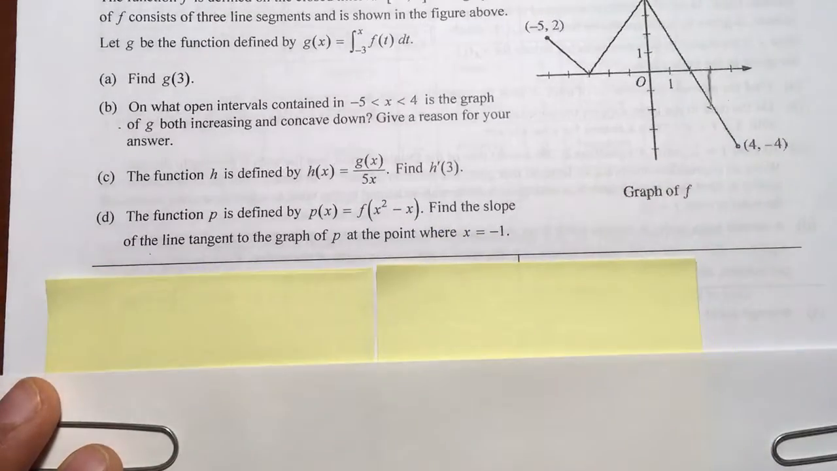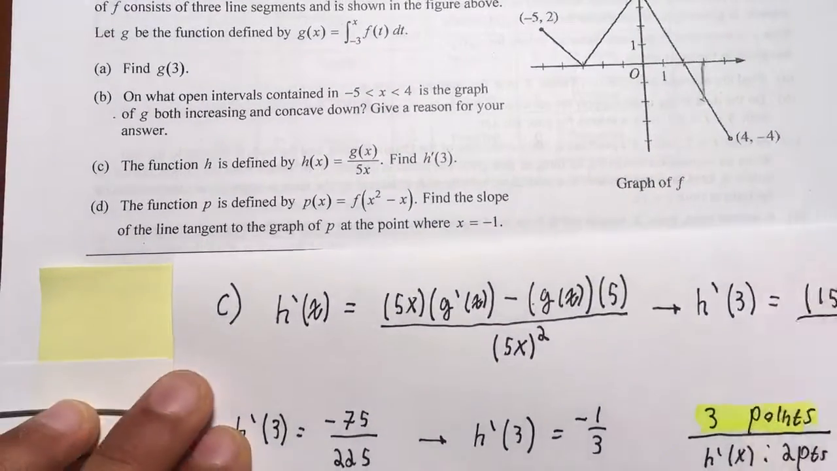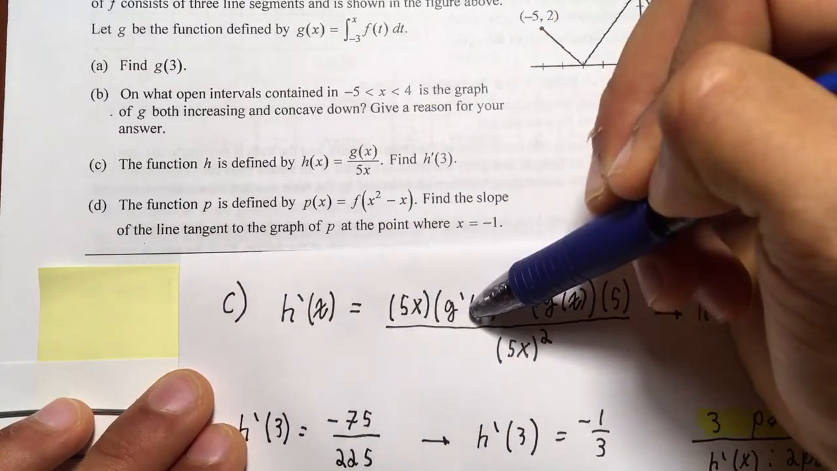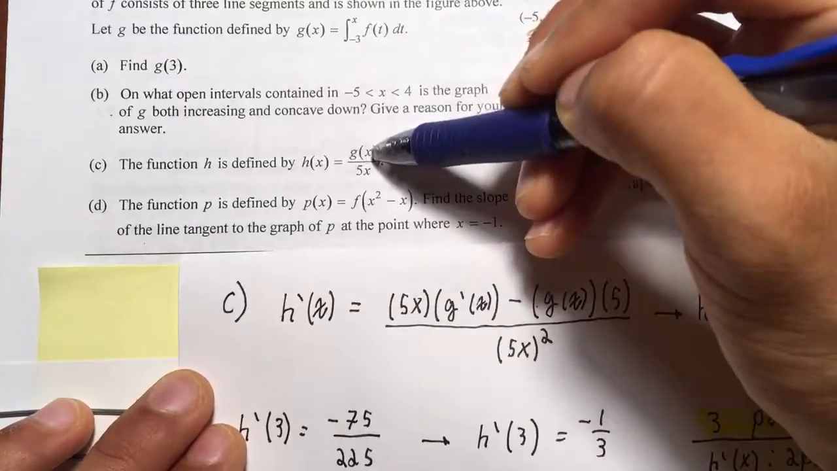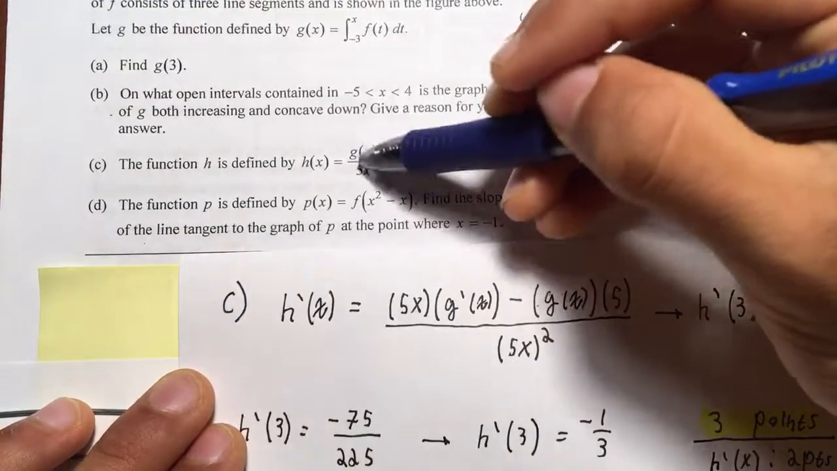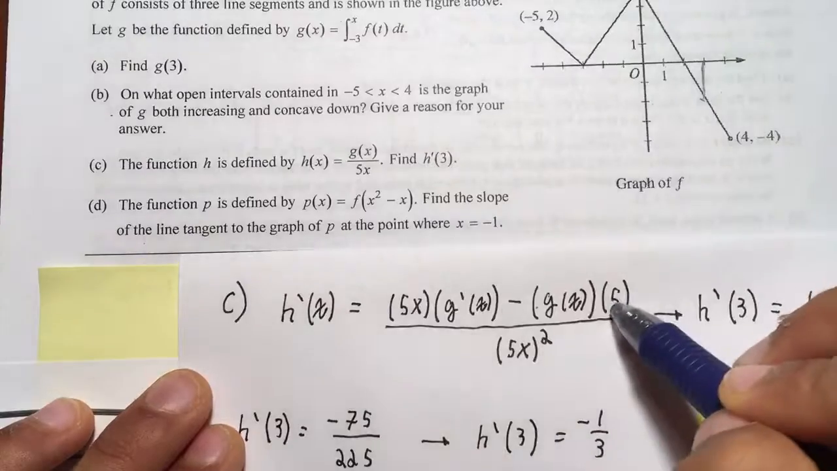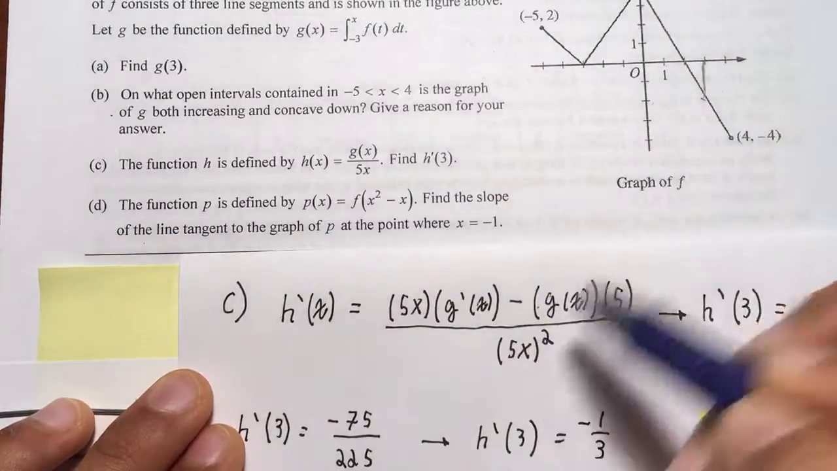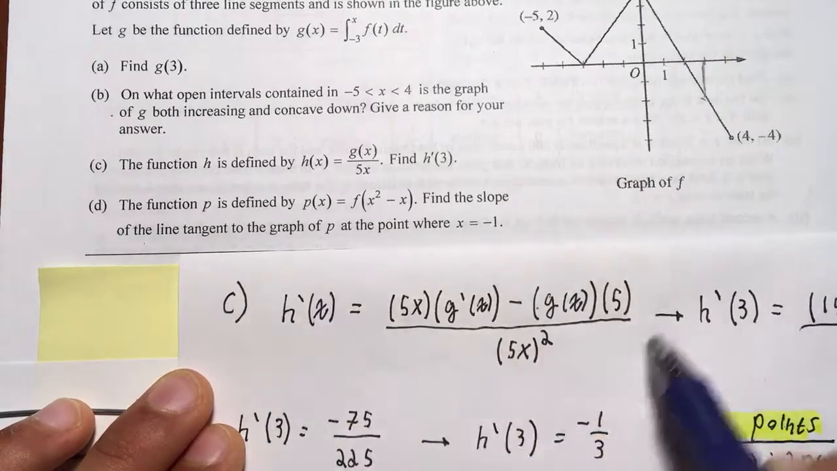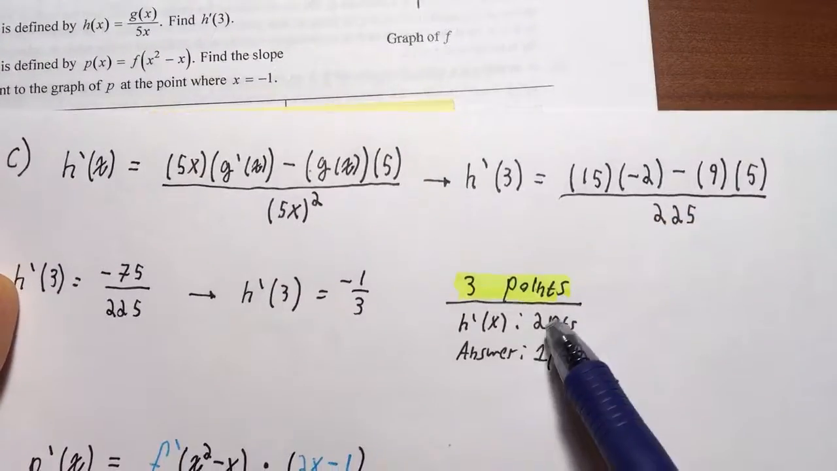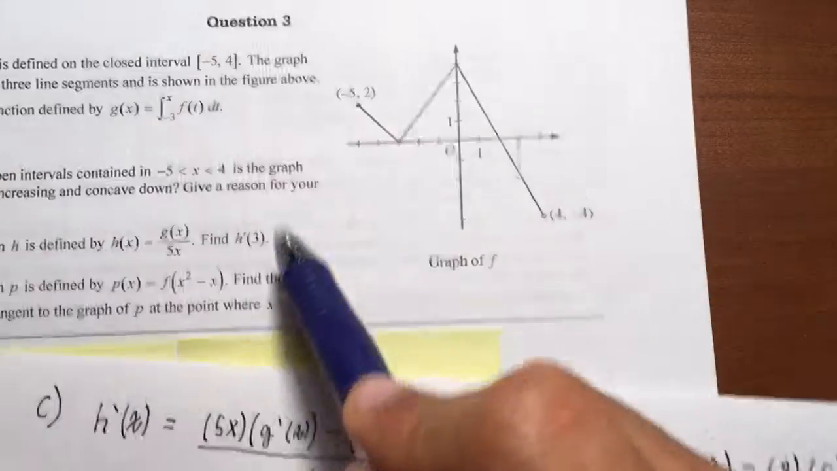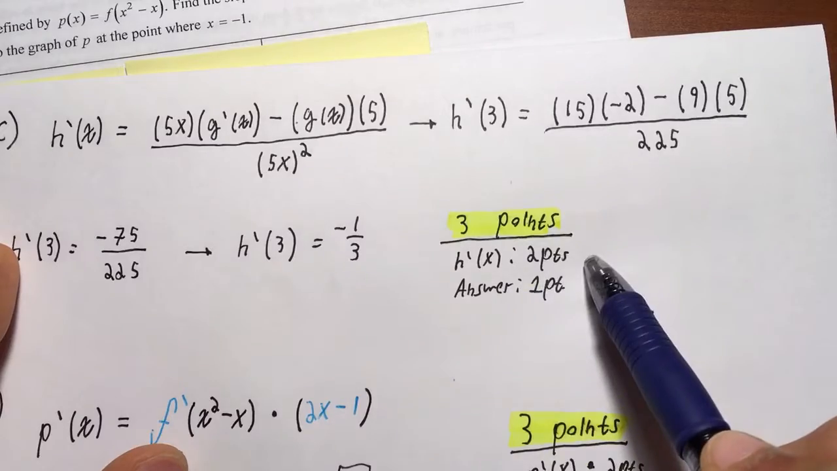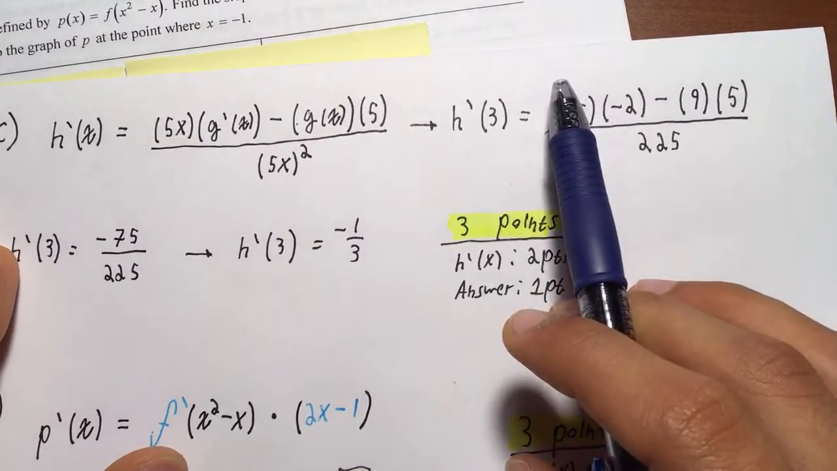What do I mean by that? Here's what I mean. Low, 5x, d high, the derivative of g, minus high, just g plain, times d low, or just 5. Draw the line and square below, 5x squared. That's going to be your formula. This portion right here is just worth 2 points. So without even finding or even plugging in g prime of 3, you already have 2 points. That's the majority of the points you're going to get for this question.